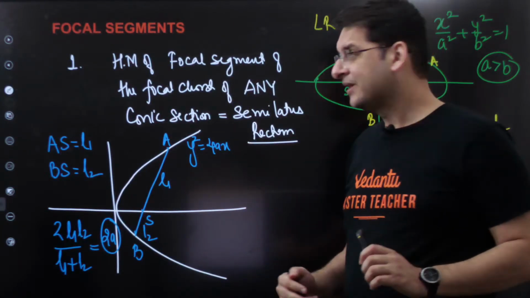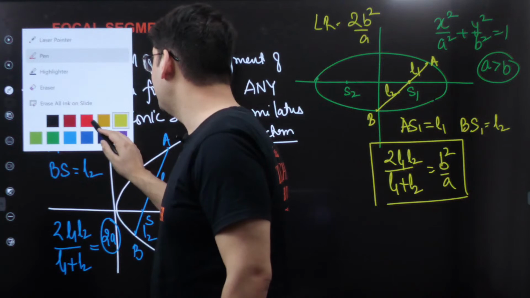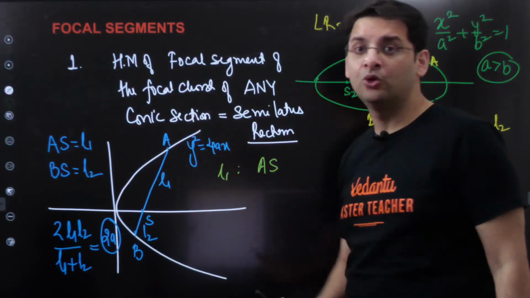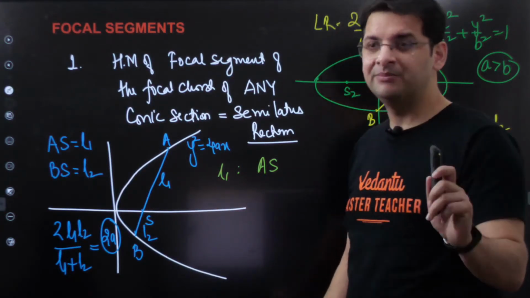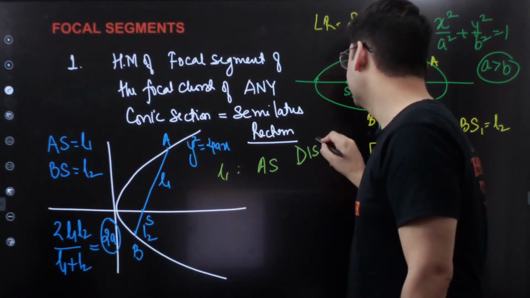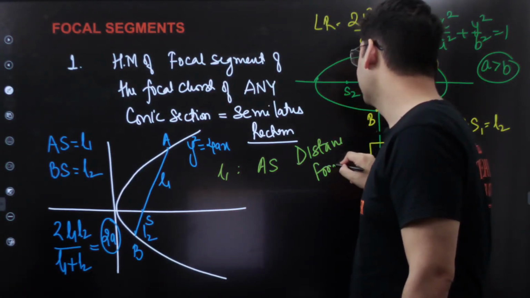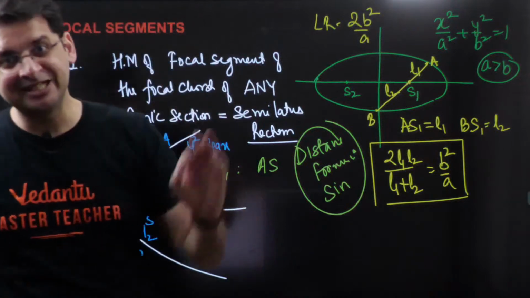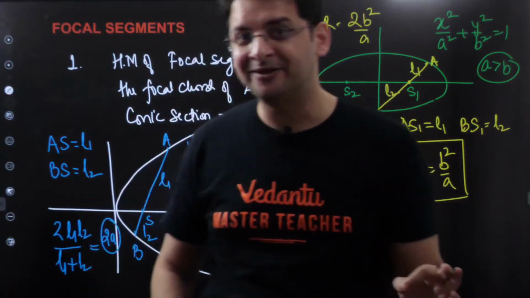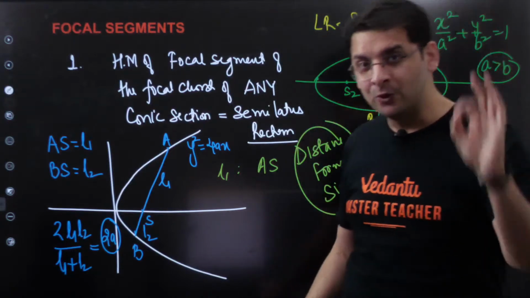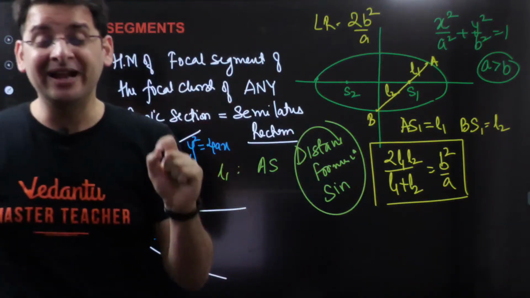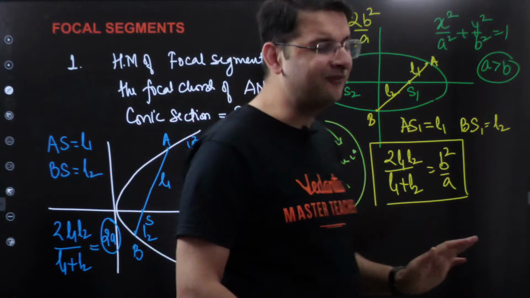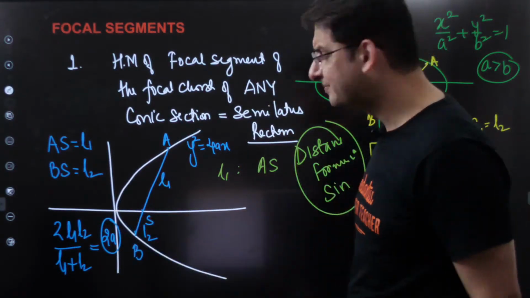The other thing is, if you have to find, let's say L1, that is AS, the segment of the focal chord, this length you have to find. Always remember, distance formula is a sin in coordinate geometry. So at any point, if you're applying the distance formula, you are making a great mathematical sin, a great conic section sin. You should not, at any point of time, apply the distance formula in any conic section question. Of course, unless it is a direct question.